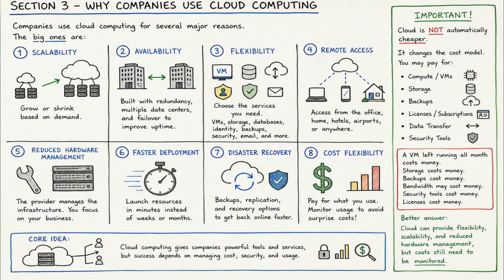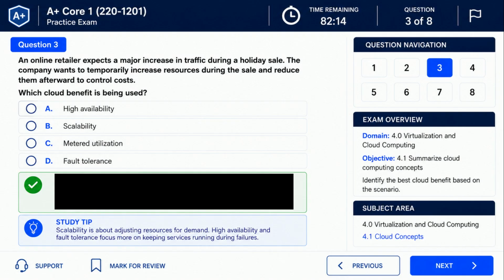A virtual machine left running all month is going to cost you money. Storage, backups, licenses, data transfers, cloud security tools all cost money. So don't say cloud is always cheaper. That's lazy and not always true. The better answer here is cloud can provide flexibility, scalability, and reduced hardware management, but still costs need to be monitored.